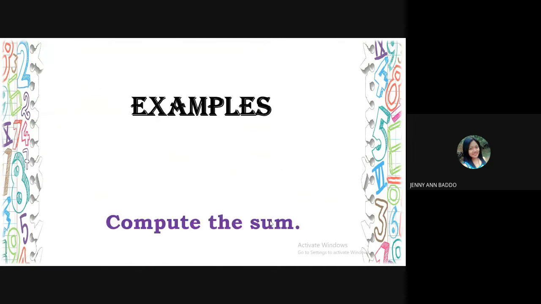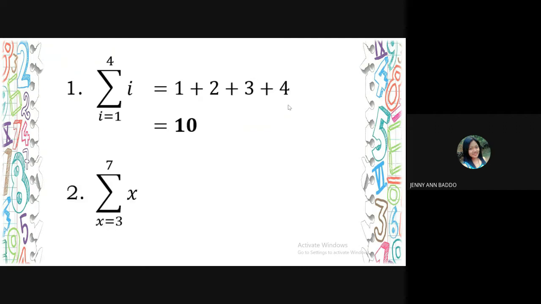Let us have examples. Compute the sum. First, summation of i where i ranges from 1 to 4. So if we're going to solve for that, take note, we are adding the values of i starting from 1 to 4. So we have 1 plus 2 plus 3 plus 4 and the sum is 10. Another example, summation of x where x ranges from 3 to 7. So we have to add the numbers 3 to 7. Adding those numbers, we have 25.